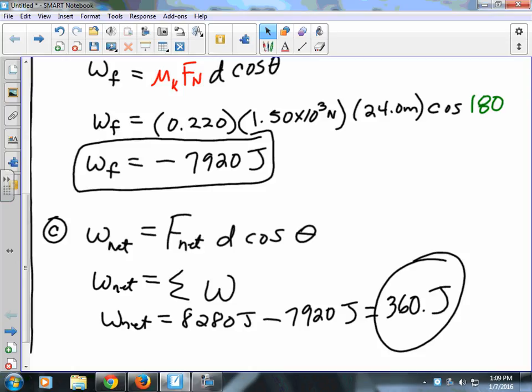It also explains why it's hard to push a heavy object. Yes. More weight has more friction, because the more weight, the more normal force, right?